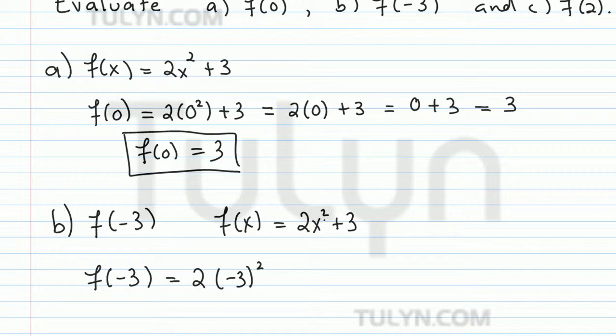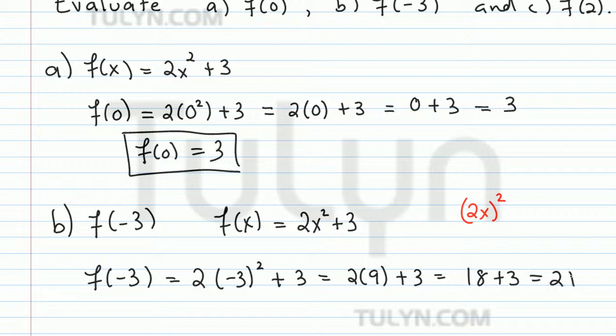Now remember, the square is only affecting the x, not the 2. If the square were affecting the 2, then it would be 2x squared, right? The whole thing would be under parentheses, but since there's no parentheses, it's just x squared. So this is 2 times negative 3 squared plus 3. Negative 3 squared is 9, so we got 2 times 9 plus 3, which is 18, plus 3, which is 21.